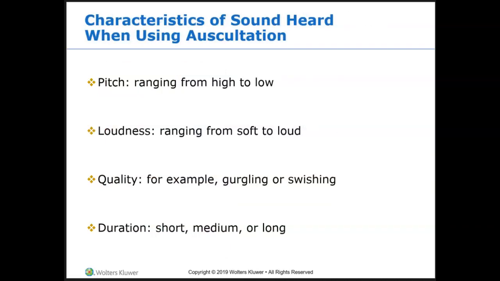Characteristics of sounds heard when you're auscultating. When describing sounds auscultated, you will always note pitch, loudness, quality, and duration, all four. Pitches range from high to low. Loudness ranges from soft to loud. Quality, for example, would be gurgling or swishing. And then we have duration, of course: short, medium, or long, okay?